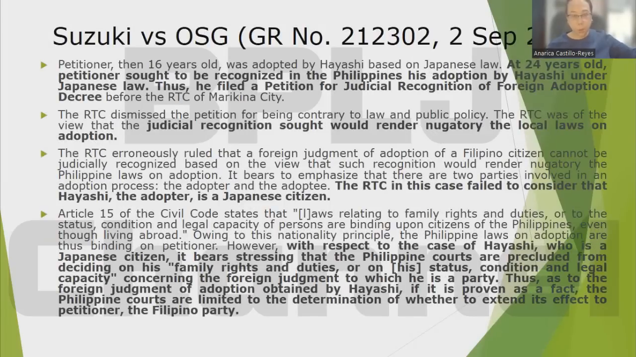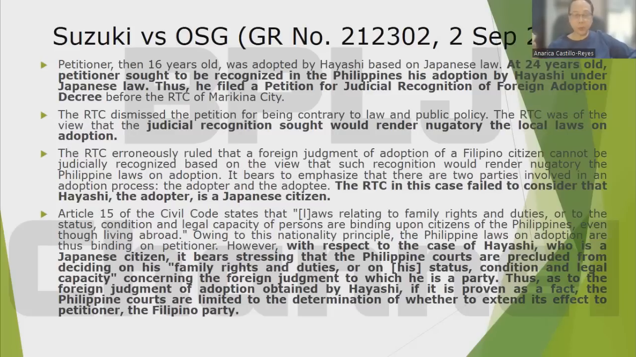Okay. Suzuki versus OSG. So in this case, petitioner sought to be recognized an adoption decree which was issued in Japan, wherein a Japanese national adopted a Filipino child. Now, the Filipino child wanted the Philippine courts to recognize the adoption, which was issued in Japan. Now, the RTC dismissed the case on the ground that the court cannot recognize the decree of adoption because it would not recognize the laws of the Philippine courts on adoption.